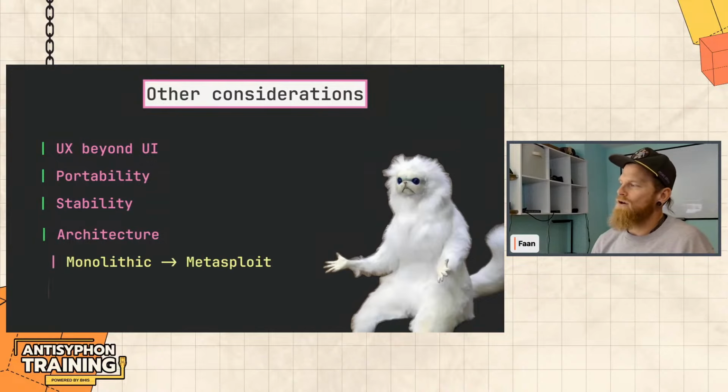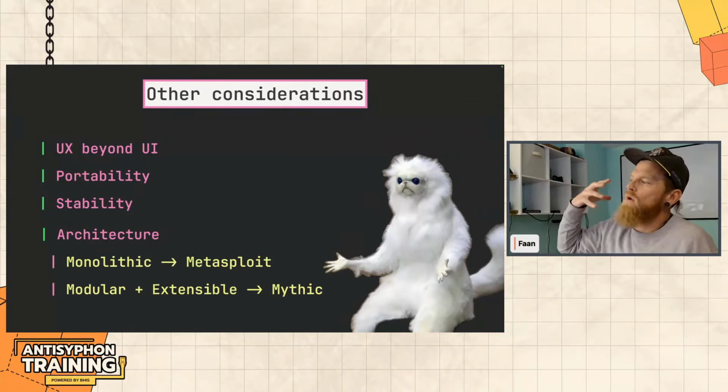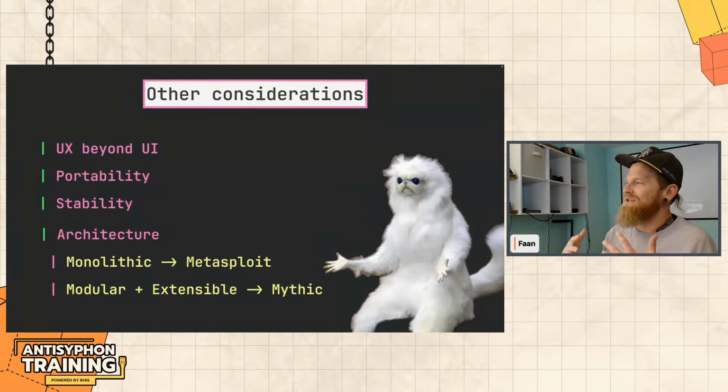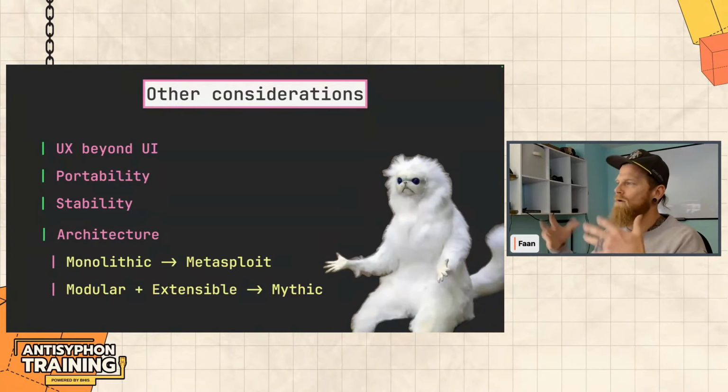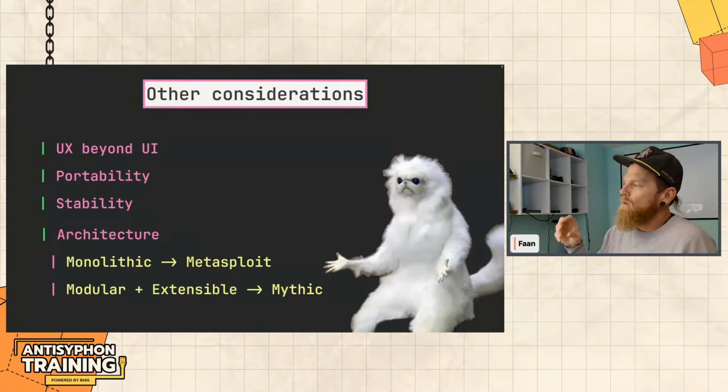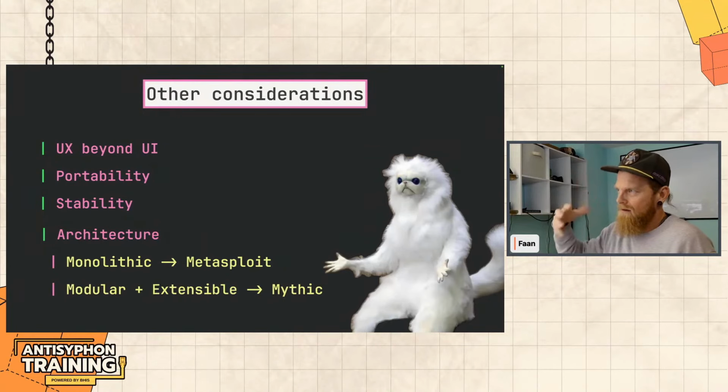And then architecture, it used to be more monolithic. Metasploit wanted to do exploitation and post-exploitation all in one. The problem with that is things change so quickly. Because you're doing so many things, you're constantly having to update your entire application. Whereas Mythic is designed based on the times, which is that things change so quickly. So let's make it as extensible and modular as possible, so we only upgrade what needs to be changed.